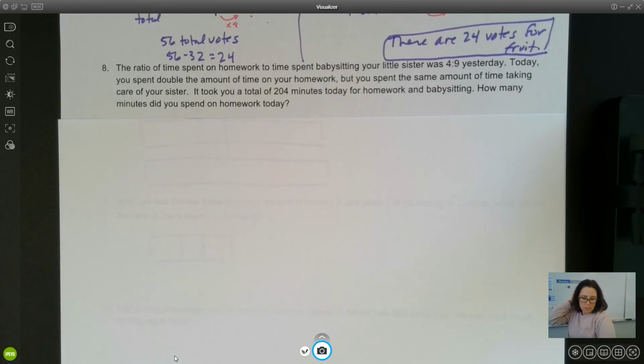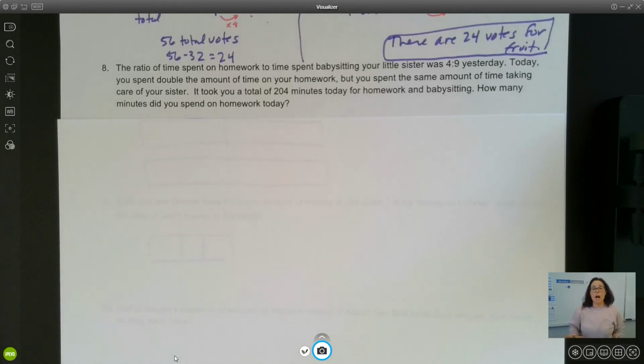Okay, number 8, the ratio of time spent on homework to time spent on babysitting your little sister was 4 to 9 yesterday. Today, you spent double the amount of time on your homework, but you spent the same amount of time taking care of your sister. It took you a total of 204 minutes today for homework and babysitting. How many minutes did you spend on homework today?